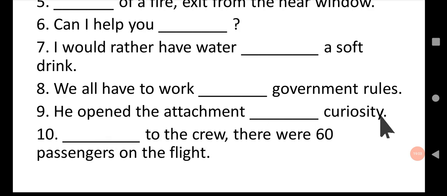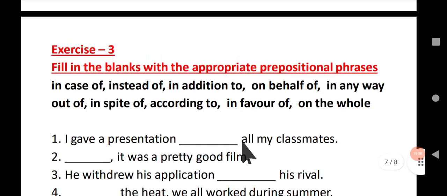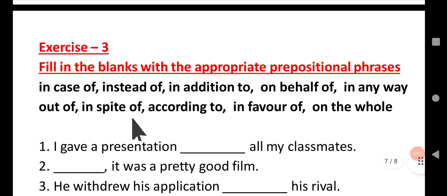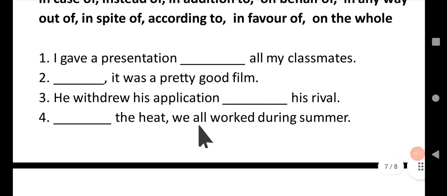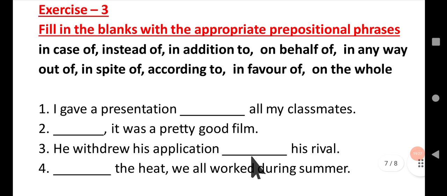Next, he opened the attachment dash curiosity. The answer here you will have from the second set. Okay, he opened that gift or something, out of curiosity. Next one, last one, dash to the crew, there were 60 passengers on the flight. Okay, which one can you use? In addition to the crew. That means crew was there, in addition to them there were 60 passengers.